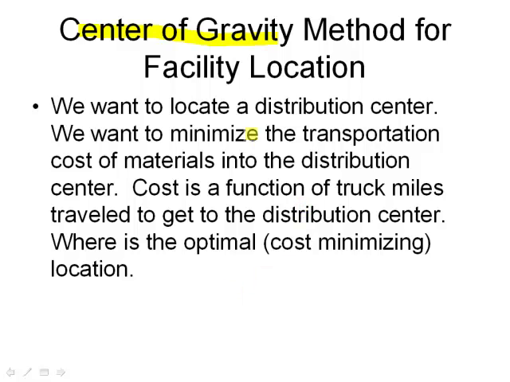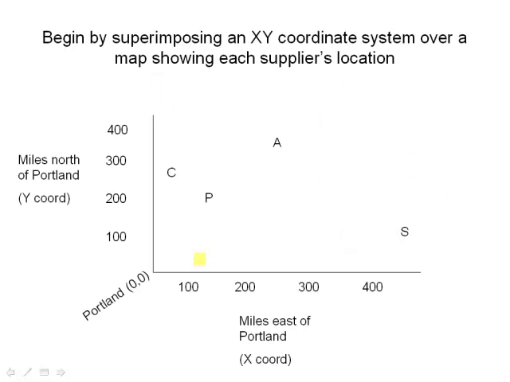So let's say that we want to locate a distribution center. Again, we want to minimize the transportation costs inbound to the distribution center, and we're assuming that just like we did in the previous problem, that cost is a function of distance. Cost and distance are related. So the question is, where is the absolute best location? Instead of evaluating 2 or 3 different locations, we're asking, okay, where's the perfect place to put this distribution center?